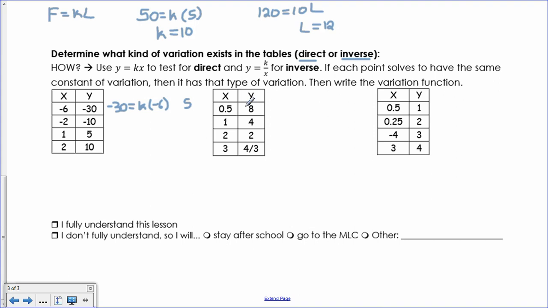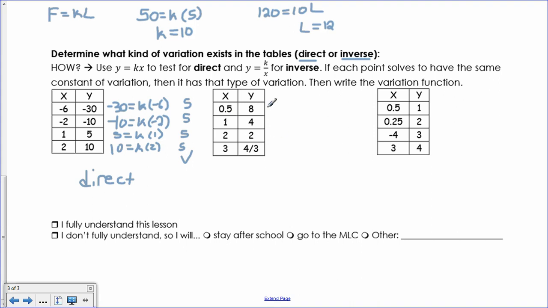Now, if this is going to be a direct variation, if I do the same thing for all of these other points, I should also get 5. All right, so let's see if that happens. If I write negative 10 is equal to K times negative 2, if I do that solution, I also get 5. If I have 5 is equal to K times 1, I also get 5 when I solve. If I have 10 is equal to K times positive 2, I also get 5 when I solve. So if you get the same value of K for each point, that means that it was direct variation, because you're plugging it into the direct variation equation.